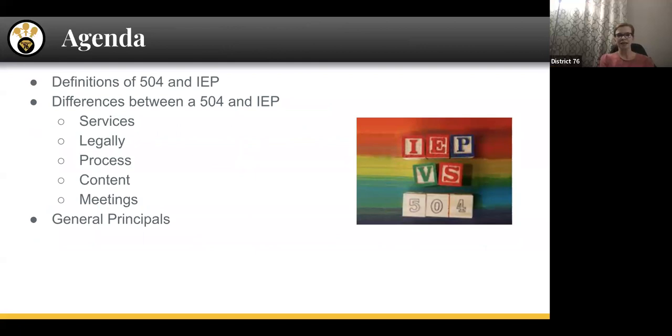So our agenda today is we're first going to be talking about the definitions, and talking about what a 504 is and what an IEP is. Then talking about what the differences are in terms of services, legally, the processes, the content, the meetings, and then just some general principles. And then it'll be a great time for you guys to ask any questions that you may have at the end.